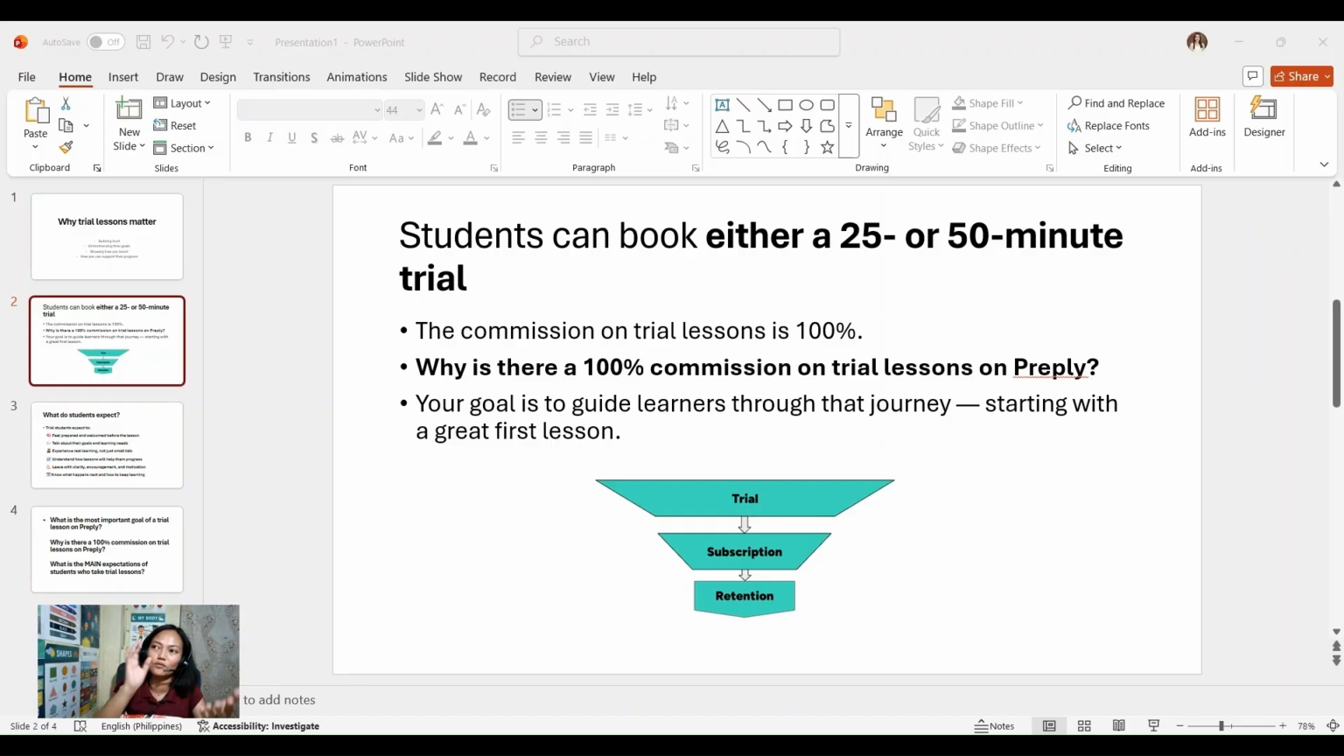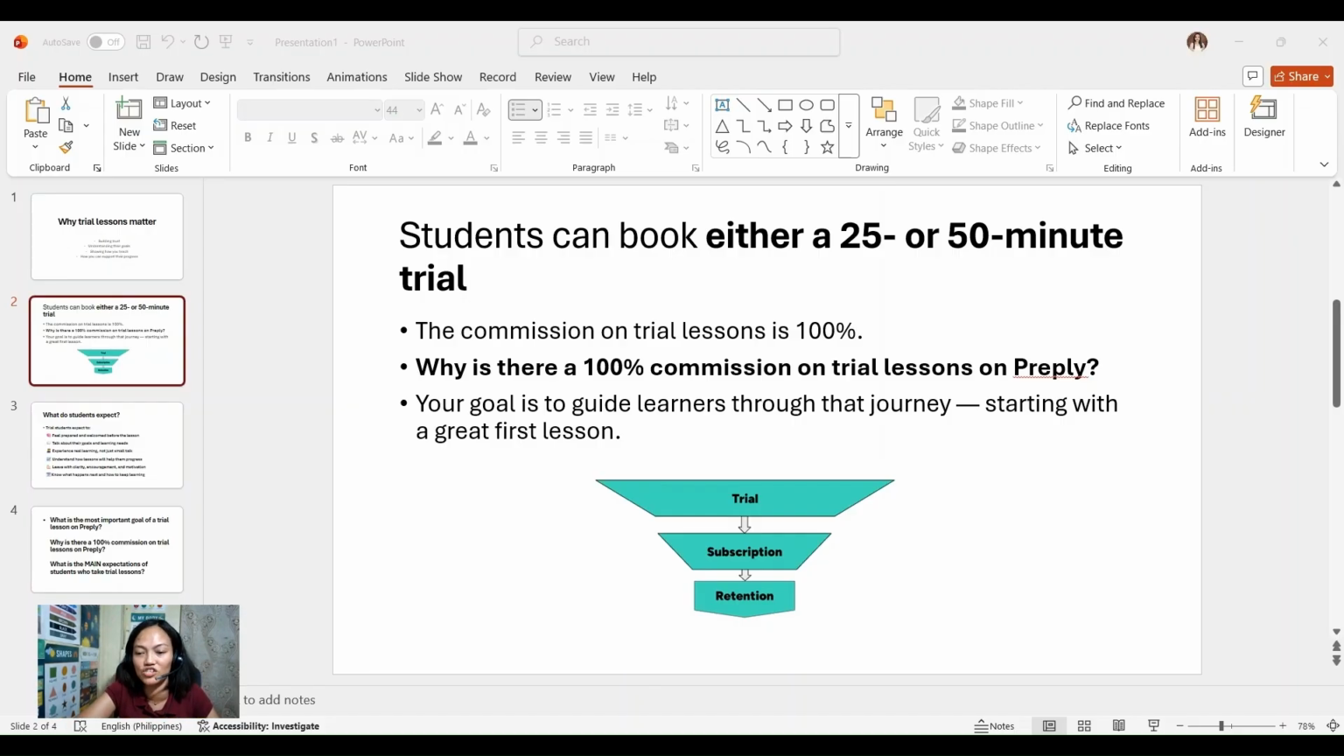For example, the student books 7 to 8 a.m. The teacher has an option to select how much or how long the preparation time is, for example 1 hour before the lesson time. So if the student booked 7 to 8 a.m., the teacher's preparation time is 1 hour. Like, you can prepare from 5 a.m. to 6 a.m. or 6 a.m. to 7 a.m. Depends. It's also important that you download the Preply app on your phones.